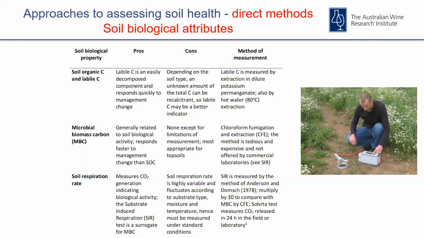Soil respiration rate measures the level of carbon dioxide generation, indicating biological activity. The substrate-induced respiration test is used as a surrogate for microbial biomass carbon. You've got to be aware, though, that soil respiration rate is highly variable and fluctuates according to the substrate type, moisture, and temperature, and it must be measured under standard conditions.